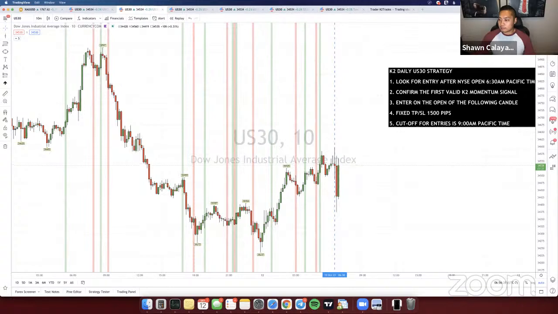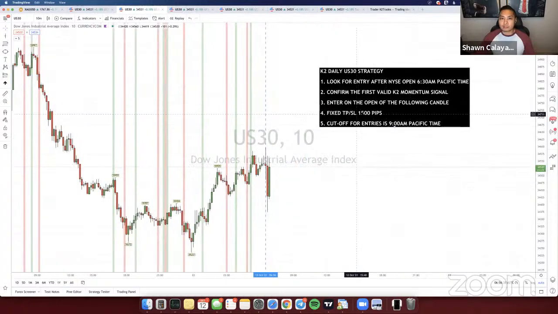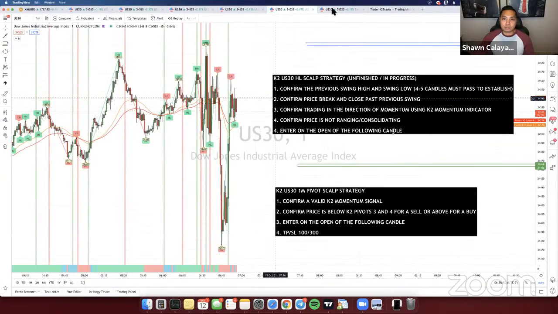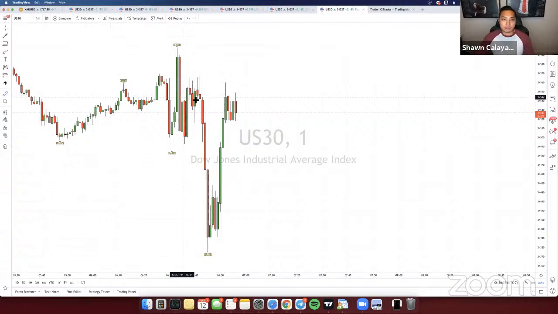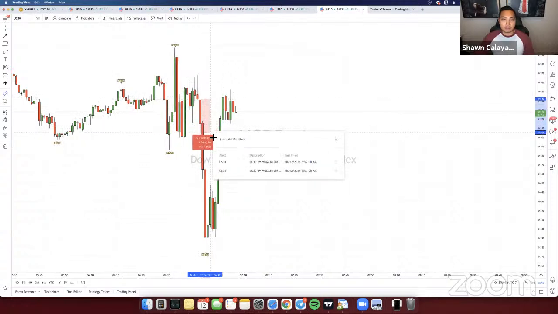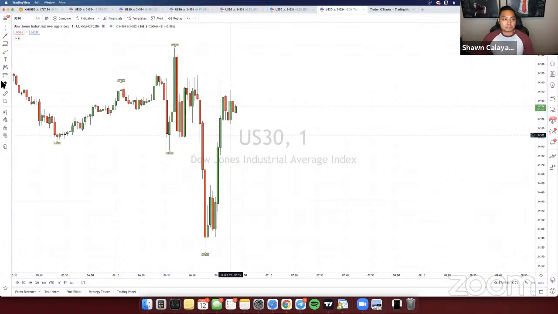Henry's asking, do you not have a stop on the daily? Henry, in the requirements right here, it says fixed TP, stop loss of 1,500 pips. So there is a stop. You should always have a stop for every strategy that you apply and every entry that you take. You should never have no stop, because I've seen a couple of people trade with no stop, and it's very dangerous. For example, say you're taking a random buy here and you didn't have a stop. Say your stop is normally supposed to be 500 pips. This is where your stop would technically be if you had a stop loss.